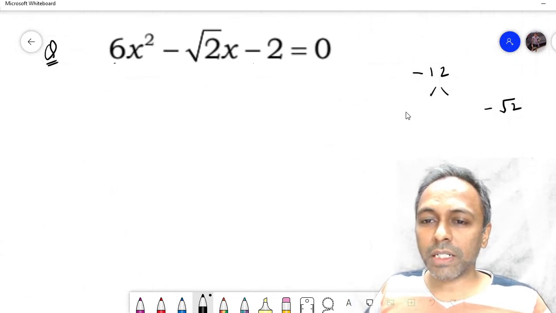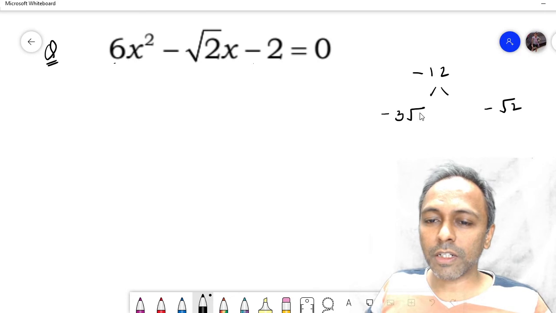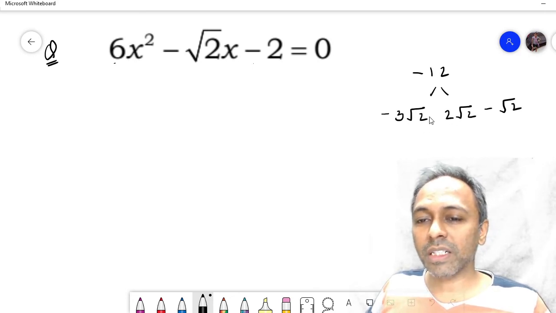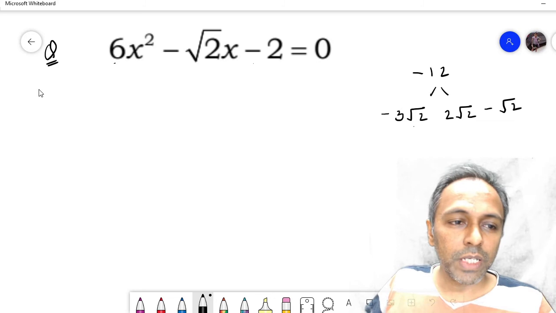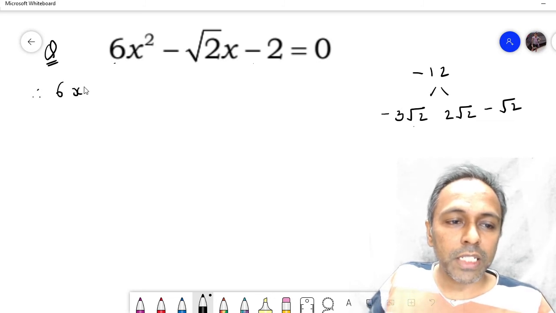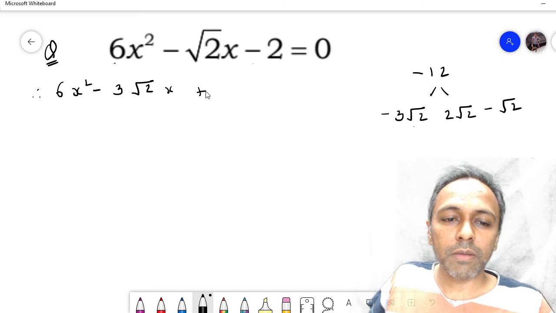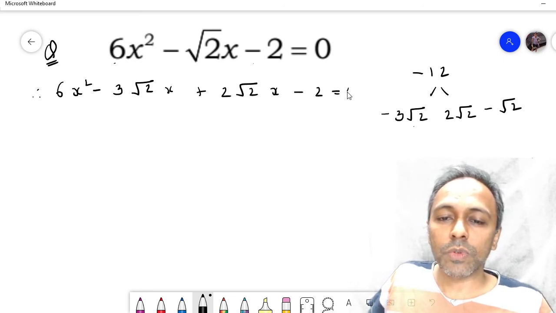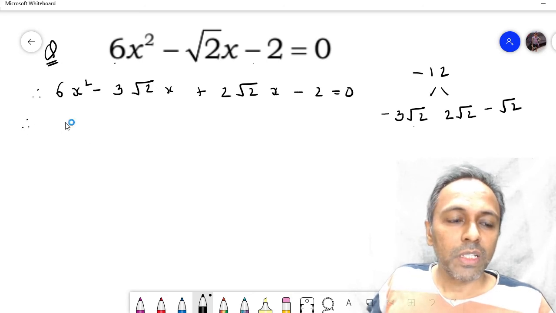The factors we can manage are minus 3 root 2 and 2 root 2. You see, √2 had to be written in both, and then you had to accordingly choose the right numbers. Addition of them is minus √2, the product is minus 12. Therefore we get 6x square minus 3 root 2x plus 2 root 2x minus 2 is equal to 0.